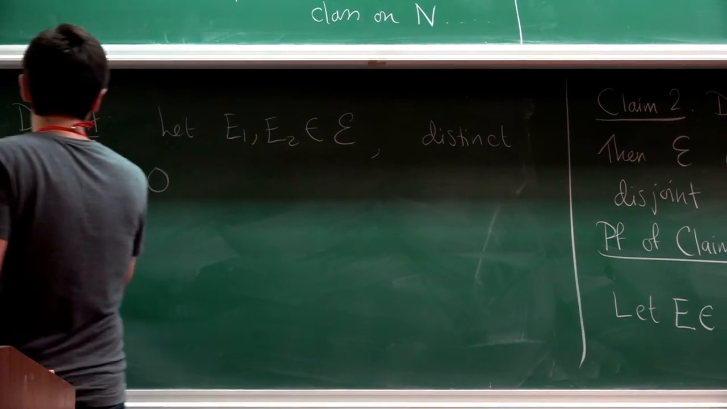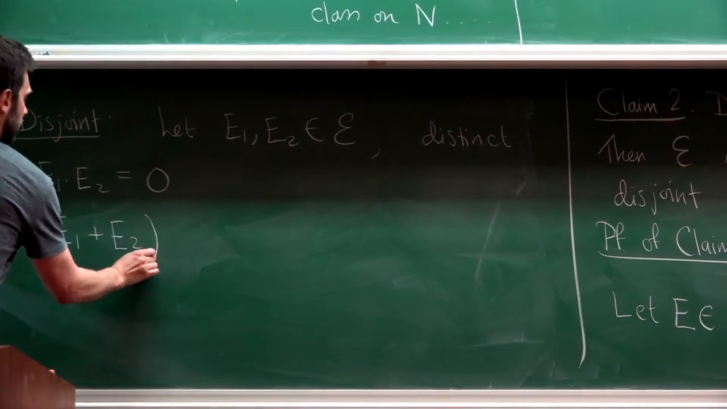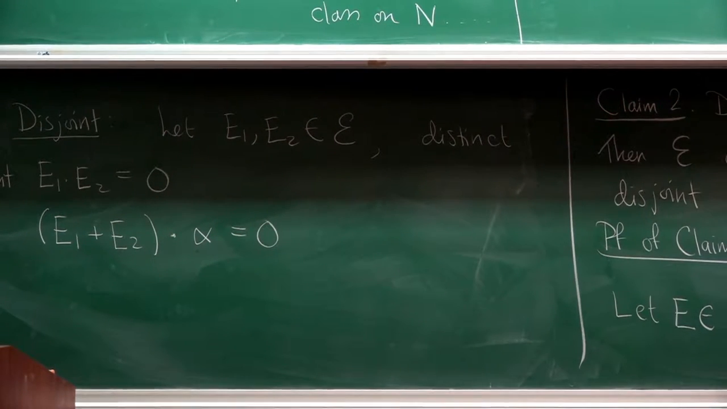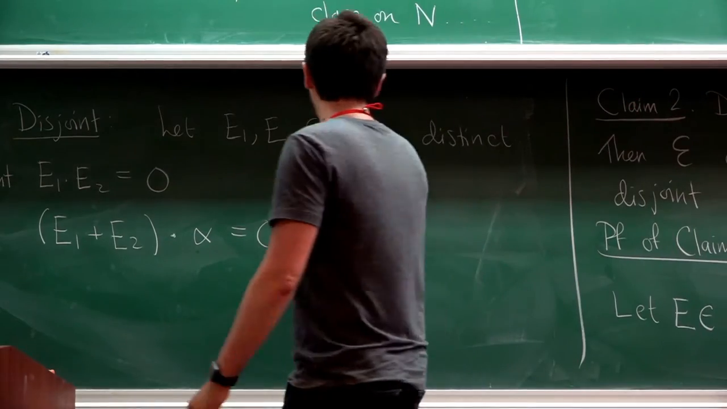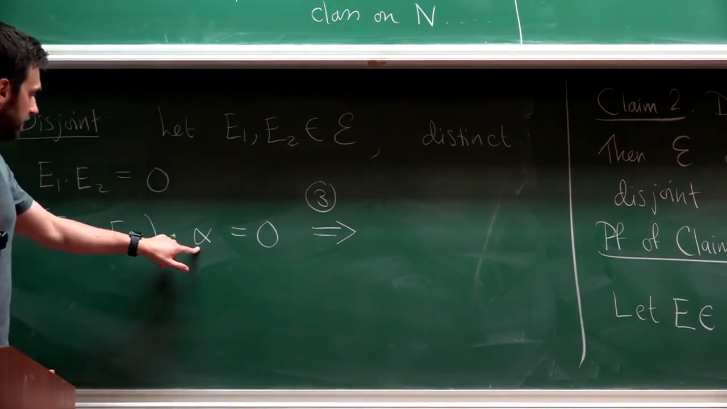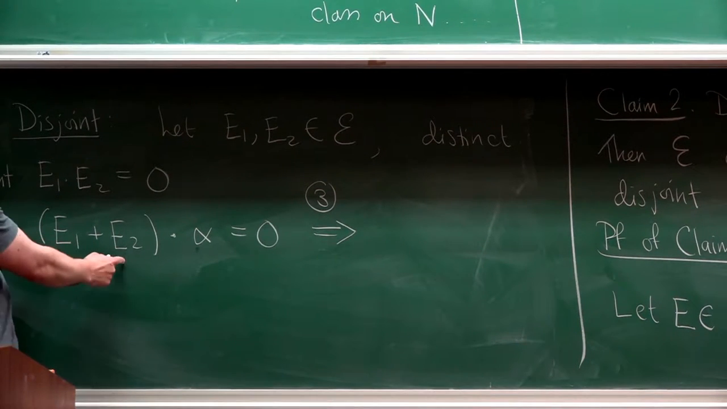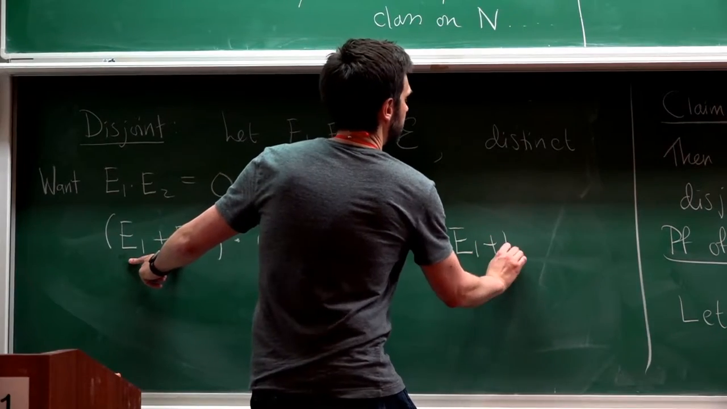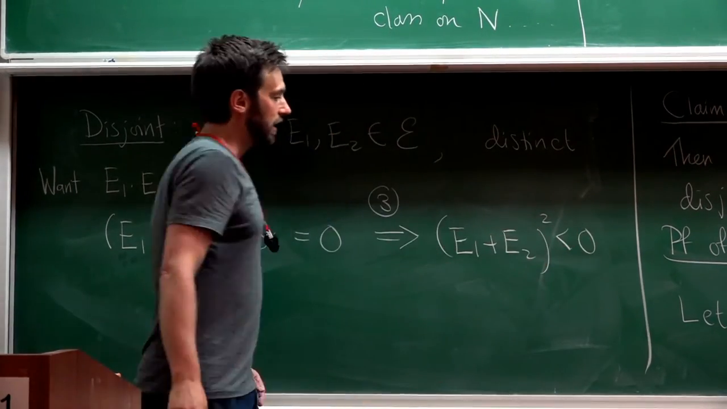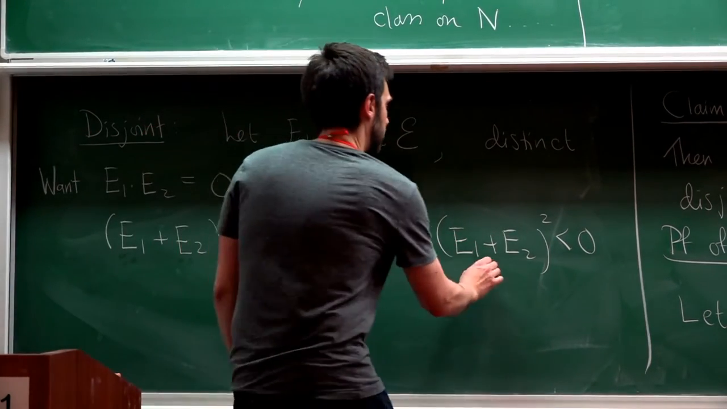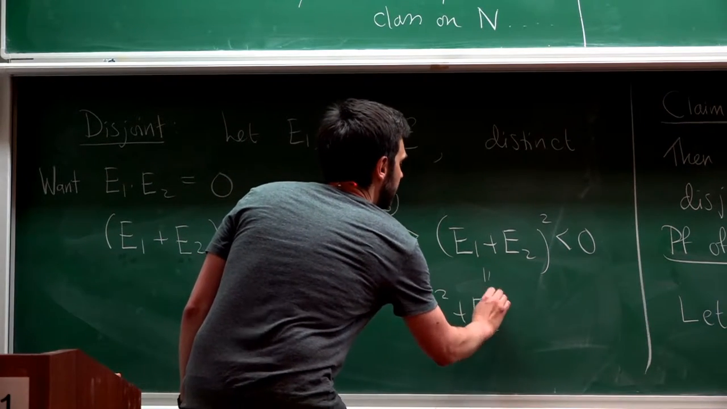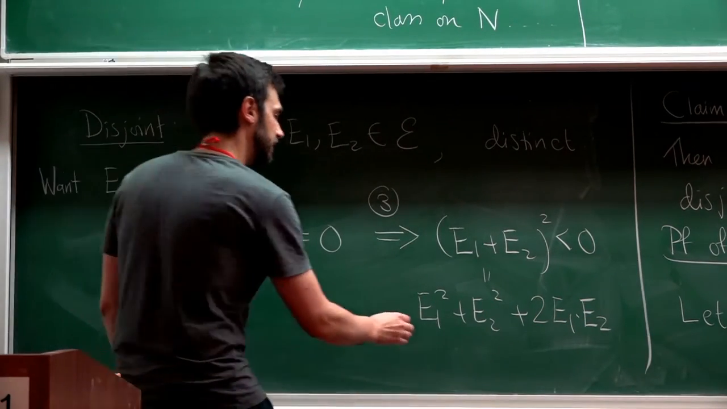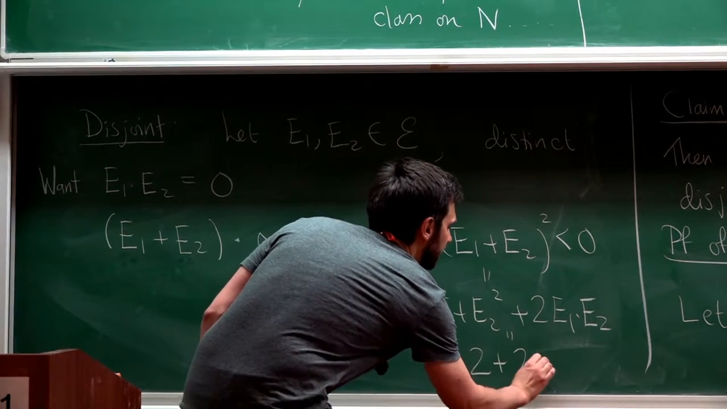That's what I want. But now the way to see that is you look at E1 plus E2 intersected with alpha. And then we know that's zero because each one of those is zero, because they're both in curly E. But now I apply the Hodge index theorem, because I know that alpha squared is positive, and that tells me that this thing is either zero, which again cannot happen. I can't have E1 is minus E2. They're both effective divisors, if you like. So the only possibility is that E1 plus E2 squared is negative. But now I multiply this thing out. This is E1 squared plus E2 squared, I know each one is minus 1, plus twice E1 dot E2. So this is minus 2 plus twice E1 dot E2.